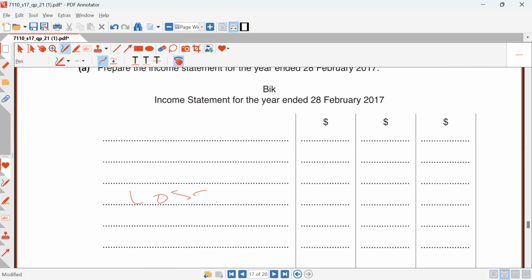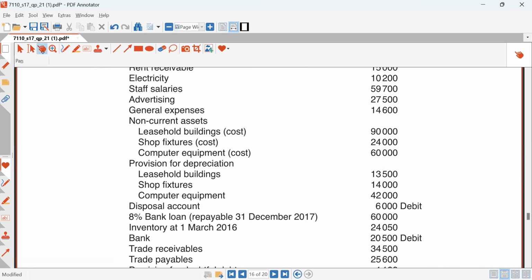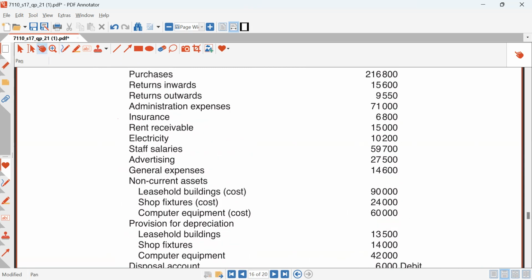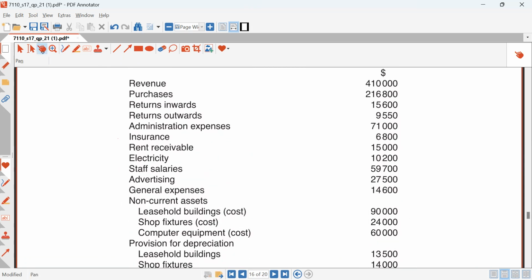Loss 13,500. This is a loss. Okay, we are not right now making the income statement. We have already done this. We will only and only discuss the statement of financial position. When we are preparing the statement of financial position, we need to know two to three things.